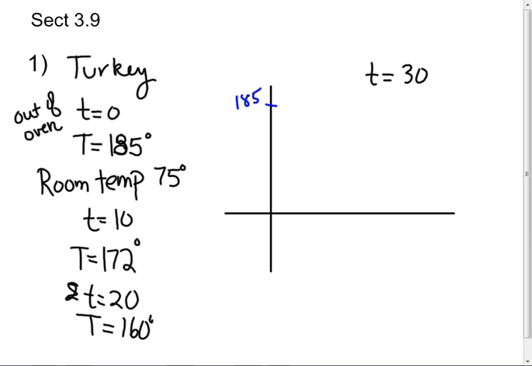At t equals 10, I'm at 172. At t equals 20, I'm at 160. It's coming down, but I don't know, is it concave up or concave down? I think it's concave up. One way we could find out, we can't, we don't have the function. We could do a regression. So the question is 30. What's it going to be at 30?